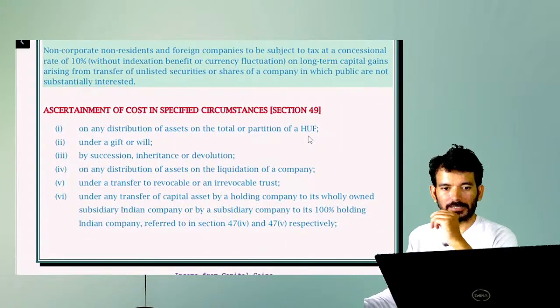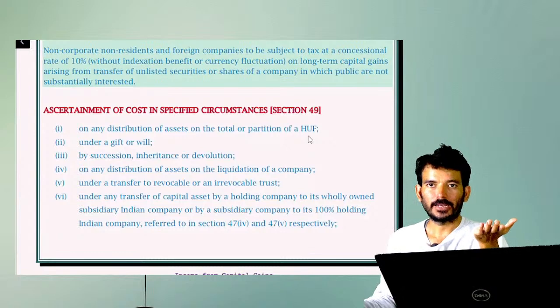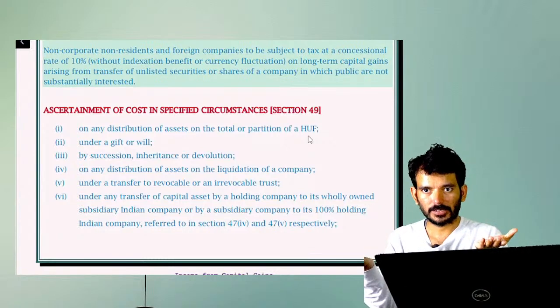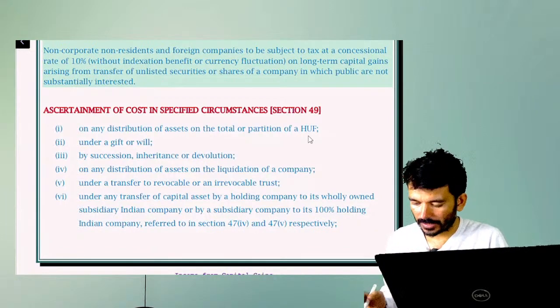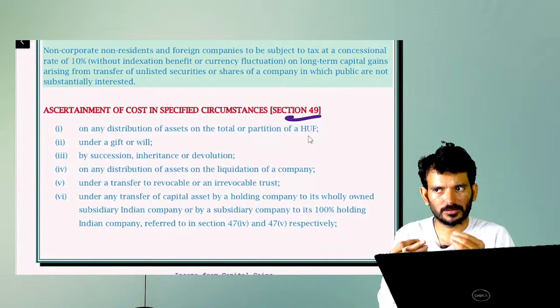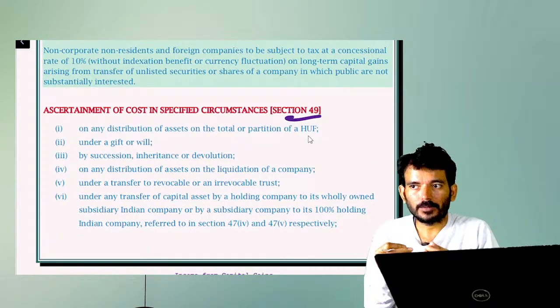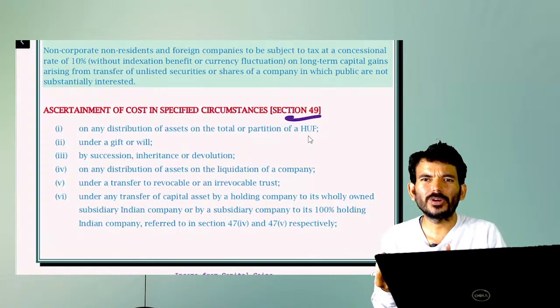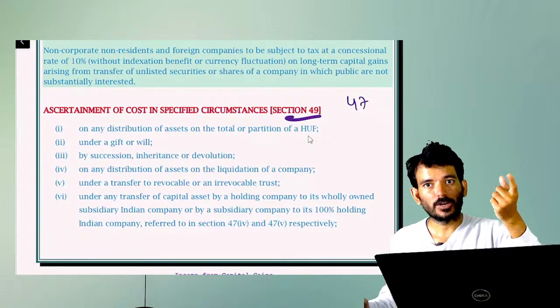Okay, so now I'll just repeat what we have done so far. We have started with capital asset, transfer, period of holding, then what is not a transfer, section 47, then we are going to section 49, what is the cost in certain specified cases. So these sections are really important for this chapter. Why is this important? Sometimes you don't know what your cost is. How do I not know, sir? See, whatever we discussed in section 47, you remember, what is not a transfer.